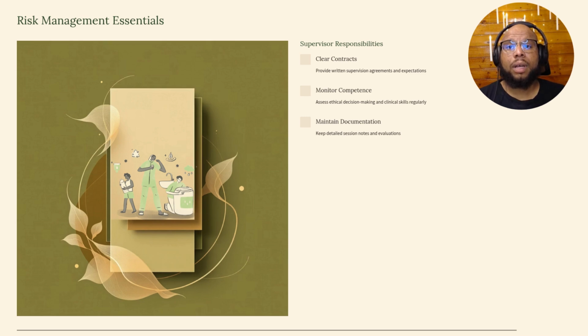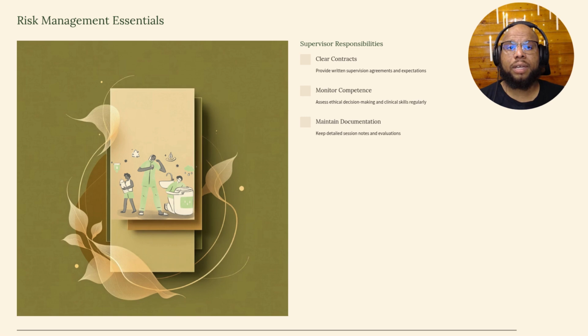A strong supervision contract is essential. It should define expectations, emergency protocols, and procedures for handling high-risk cases such as abuse reporting or suicidal ideation. Supervisors should also maintain detailed records of supervision sessions, case notes, and evaluations to document due diligence. For supervisees, risk management involves knowing when to consult, maintaining self-care, and reporting ethical concerns promptly.